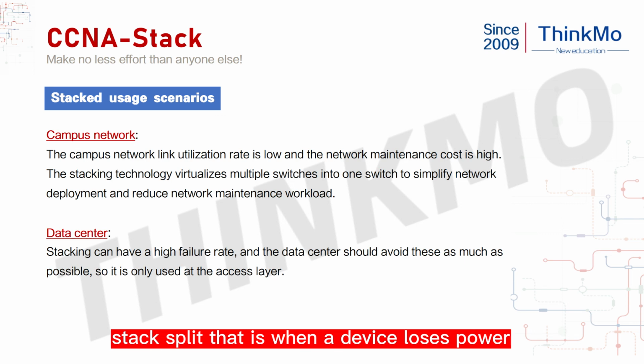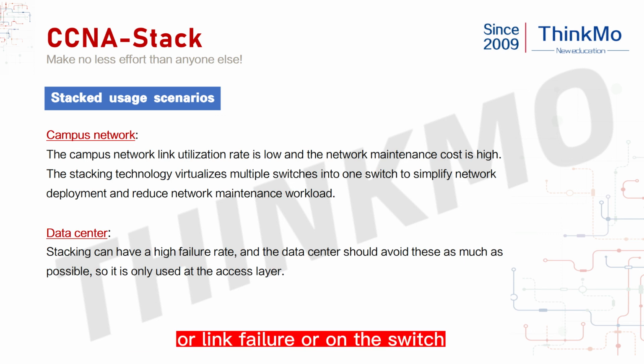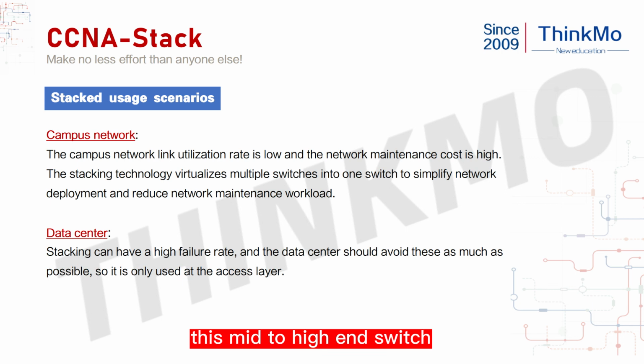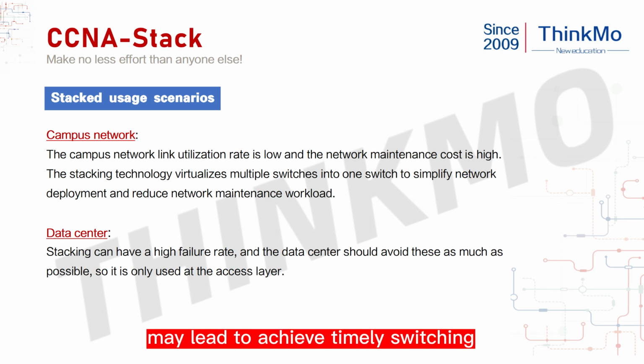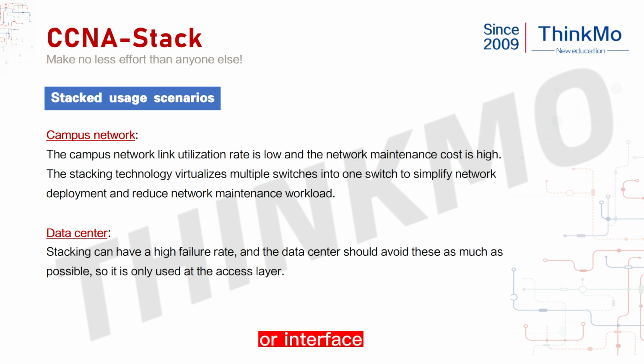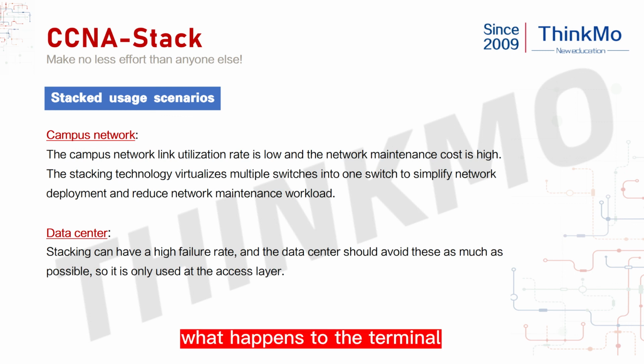Stack split is when a device loses power, or link failure, or on the switch. Usually in a data center, all used are CE series, these mid to high-end switches. Failure is not allowed. When a stack split occurs, or power outage, or line interruption, it may lead to failure to achieve timely switching, or interface or card binding failure, or main control board failure. This situation cannot achieve timely switching, and easily leads to data and terminal interruption.